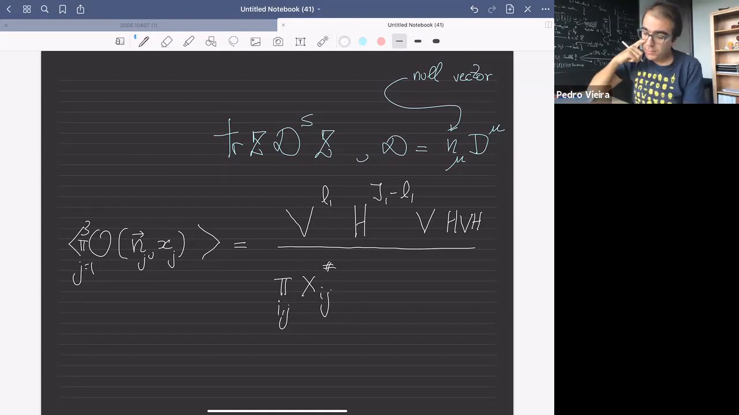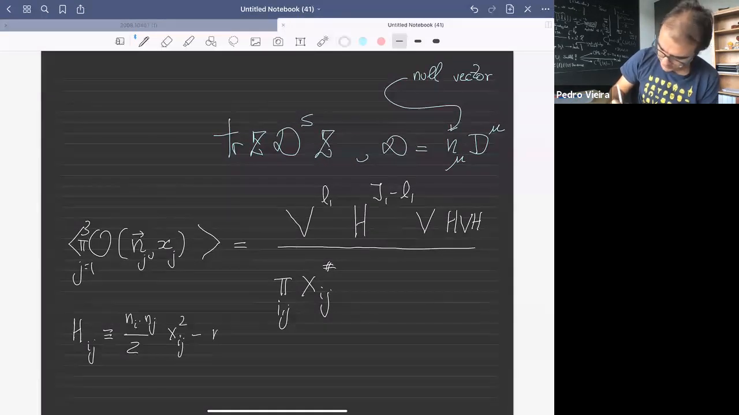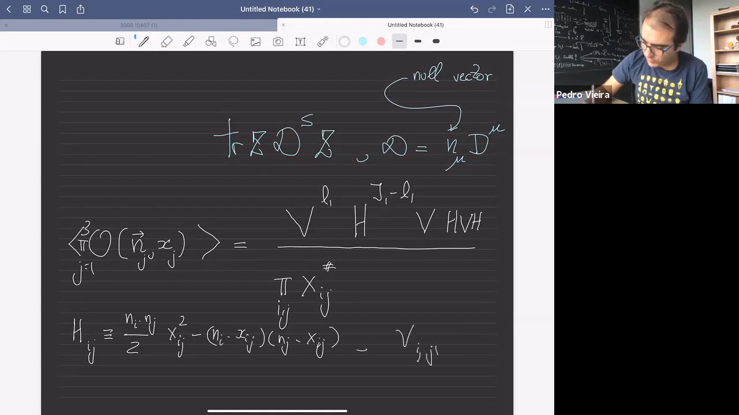So it is not true that it's just one number times something fixed by conformal symmetry. You can write some conformal invariant tensors using these polarizations. So for example, there are some H tensors. They have two indices, ij, and they could be something like this: polarization ni dot nj over 2 times xij square minus ni dot xij times nj dot xij. So that's an example. This is a conformal invariant tensor. There's another one which is V, which has one more index.